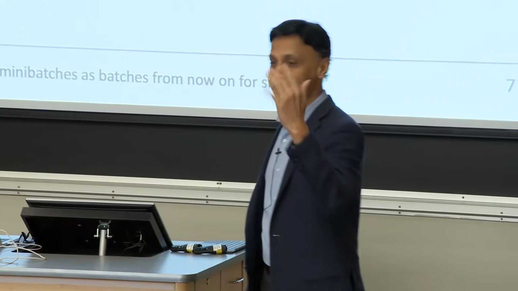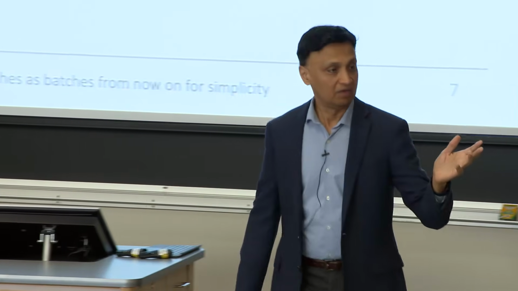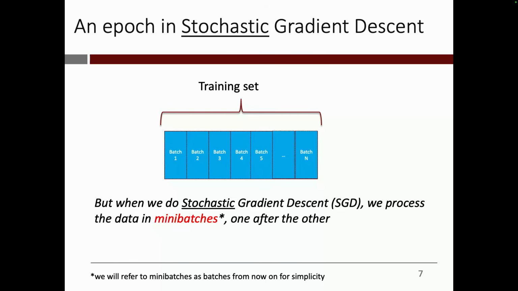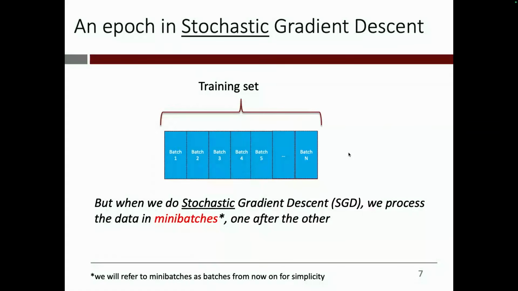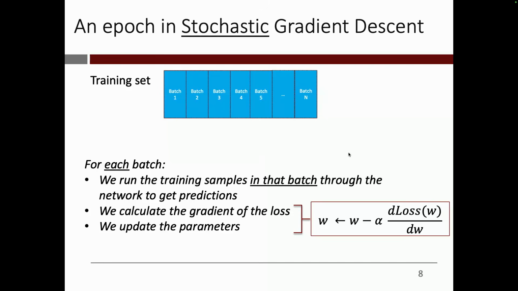And in fact, that is widely done in the literature. So we'll have to process it in batches. We take the training data and divide it up into batches. Batch 1, batch 2, all the way till the final batch. And for each batch, we basically do gradient descent.